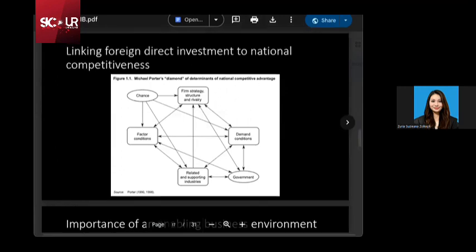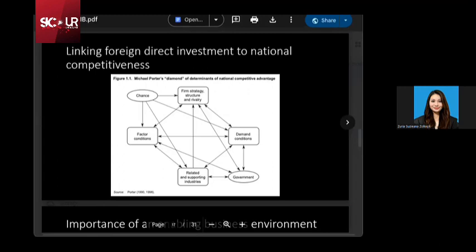So for factor conditions, this is actually from Michael Porter's diamond of determinants of national competitive advantage, and we want to link it with FDI. Factor conditions are the factors of production necessary to compete in a given industry. Under this condition, the components, as we learned just now, are resource-seeking and efficiency-seeking FDI. This one is the relevance.